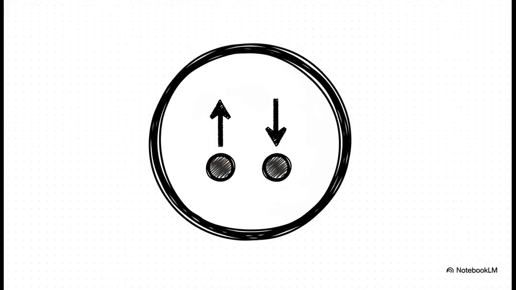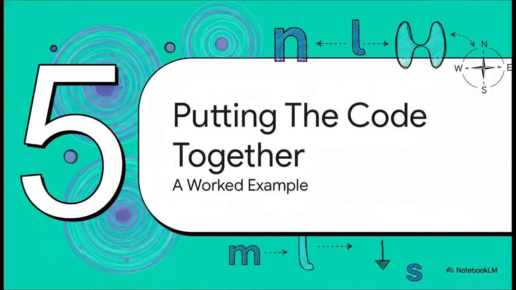This is the final house number in our address. So if you have 2 electrons sharing the exact same orbital, one has to be spin up and the other has to be spin down. This guarantees that every single electron has a truly unique address. All right, we've gone through all 4 numbers and the rules that tie them together. Now for the fun part. Let's see how this all works in practice with a real example. This is where the theory really comes to life.